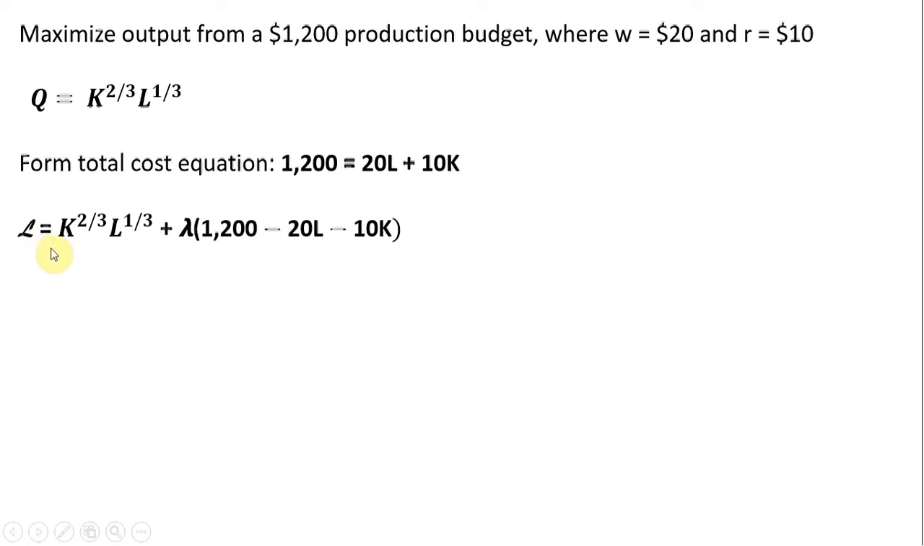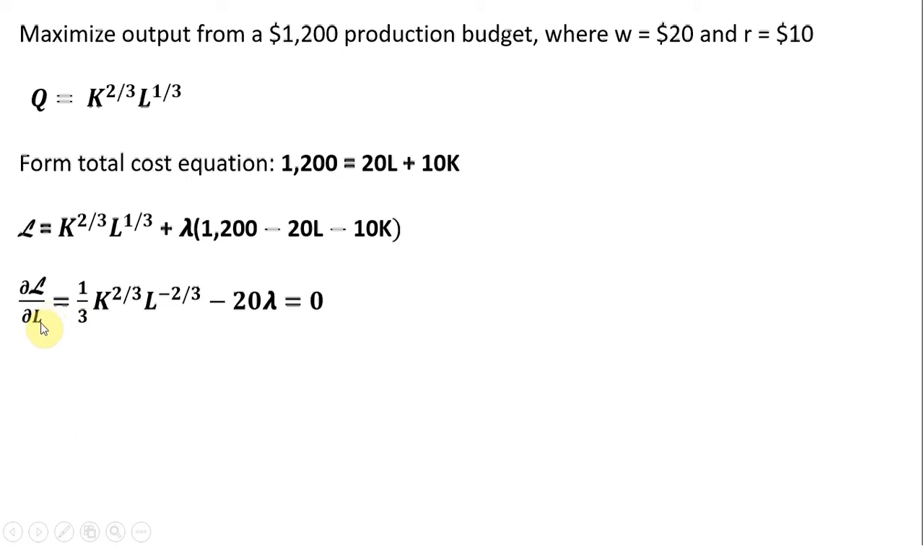Setting up the Lagrangian. The Lagrangian equals the Cobb-Douglas production function plus lambda times the cost constraint. The minus 20L and minus 10K are coming from the fact that I'm moving everything over here on the right-hand side to the left-hand side. So I subtracted 20L from both sides and subtracted 10K from both sides.